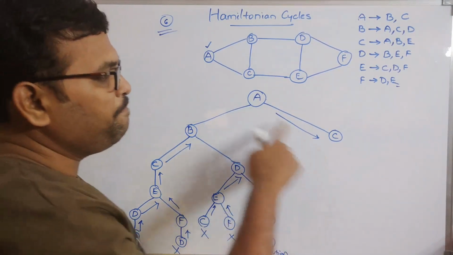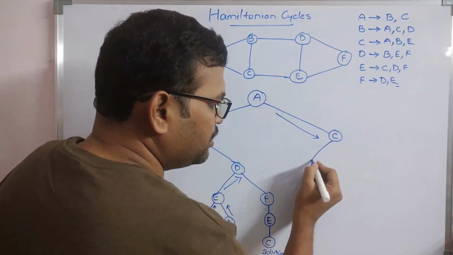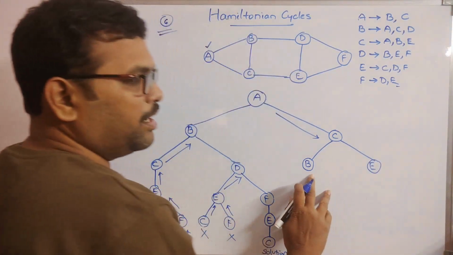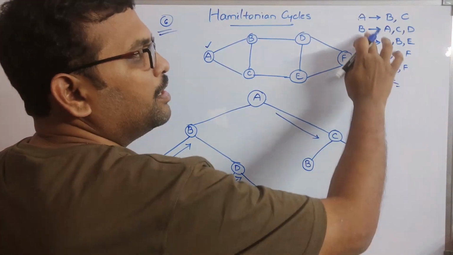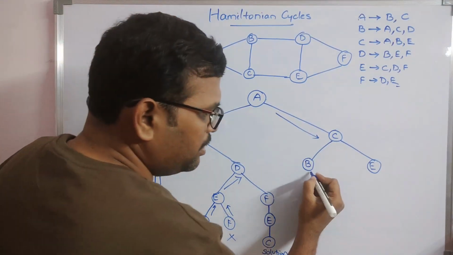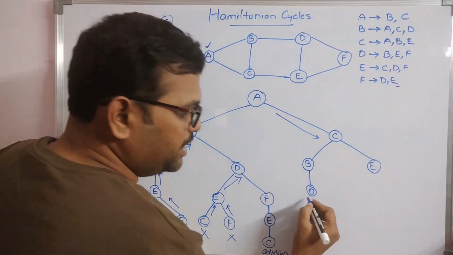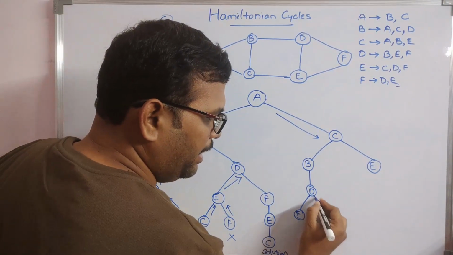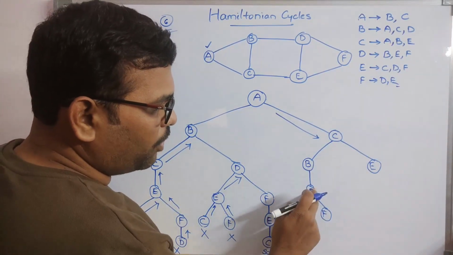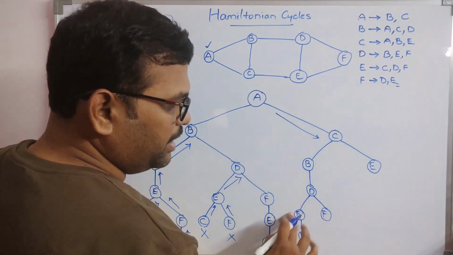Next alternative: A, C. C has edges to A, B, E. A is already visited, so there will be edges to B and E. Now B, depth first search. B has edges towards A, C, D. A and C are already visited. So D. D: B, E, F. B is already visited, so E and F. E: C, D, F. C and D are already visited. So F. F: D, E. D and E are already there.